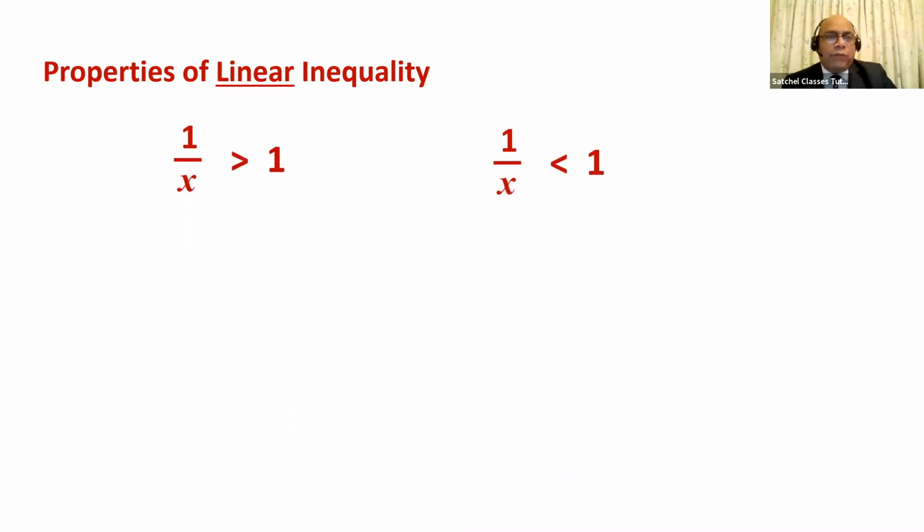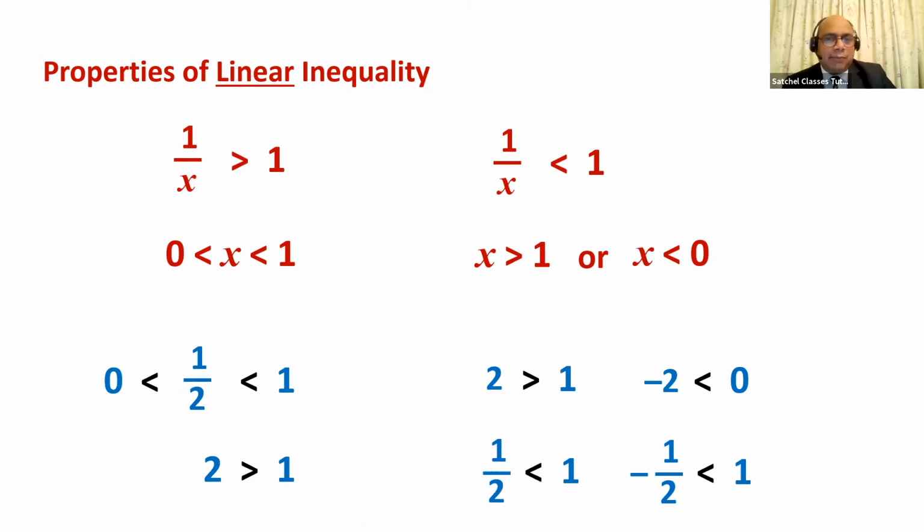Finally, when will 1 over x be greater than 1 and 1 over x be less than 1? Now, for 1 over x to be greater than 1, x should lie between 0 and 1. Make a note of that. Whereas for 1 over x to be less than 1, x should either be greater than 1 or it should be less than 0. Let's understand this using examples, okay?